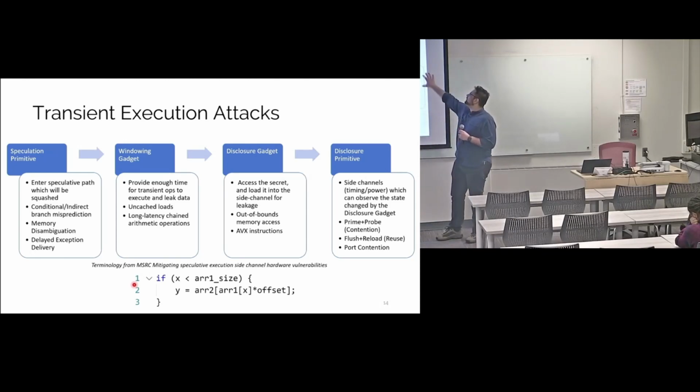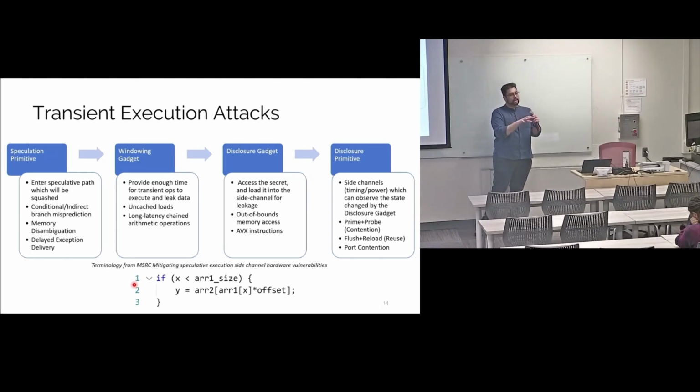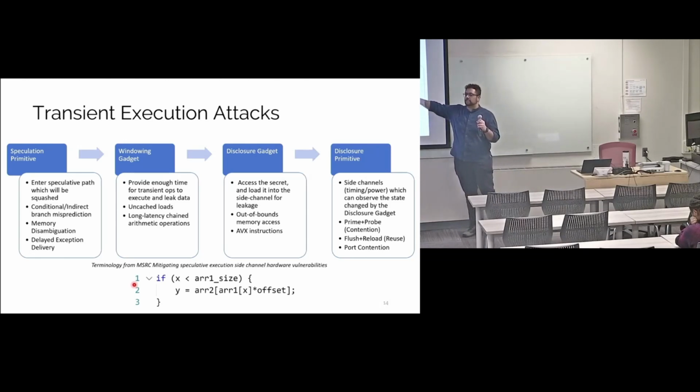And then finally, you need a disclosure primitive. Now that your transient execution attack has leaked data into the microarchitecture, you need to retrieve it somehow. And you retrieve it how? Using the microarchitectural side channels, which we saw earlier, prime and probe and flush and reload. And this was, I think, also a question on the exam: how do these side channel attacks facilitate transient execution attacks? That's because you need these side channels to actually leak the data which was stolen by the transient execution attacks. Any questions on this, on the terminology?